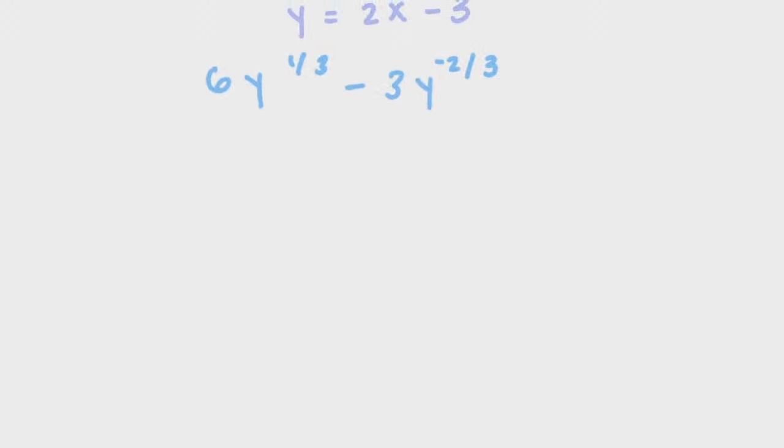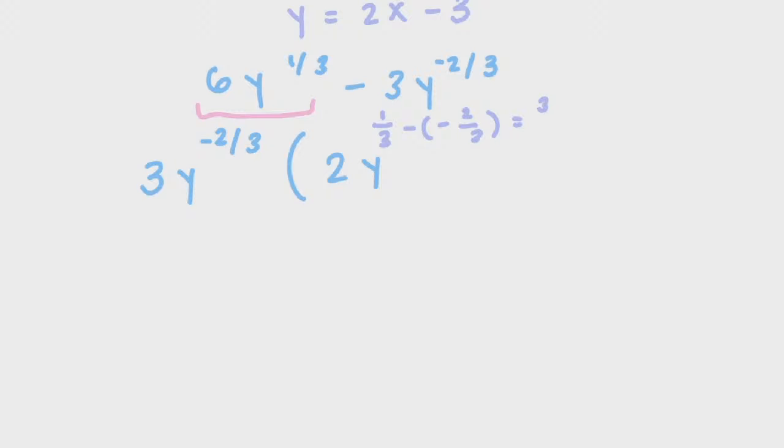And we can use the same concept as the first two. So looking at the coefficients, we can factor out a 3. And looking at the exponents, I would want to factor out a negative 2/3. So in the first term, I would have a 2 left and a y, and I have to figure out the exponents. So that'll be 1/3 minus negative 2/3, which is going to equal 3/3 or 1. So it's going to be 2y to the first power. And in the second term, we're left with negative 1.